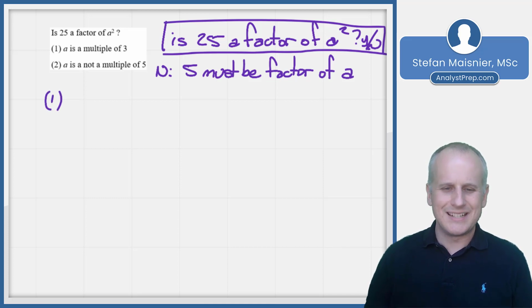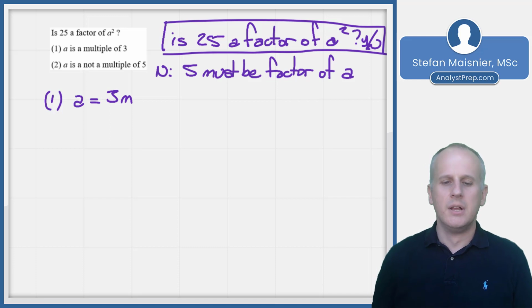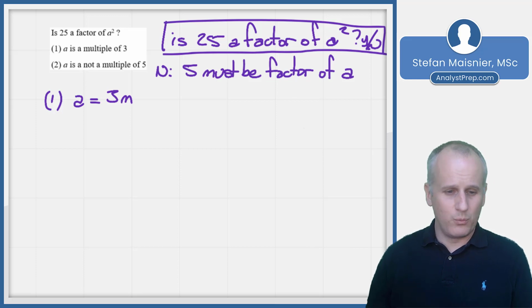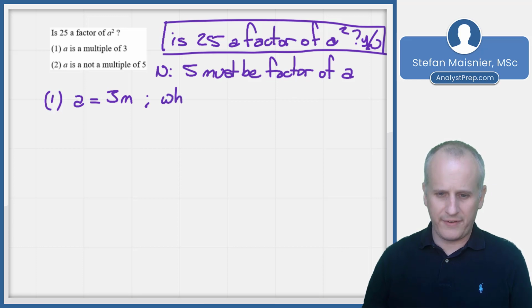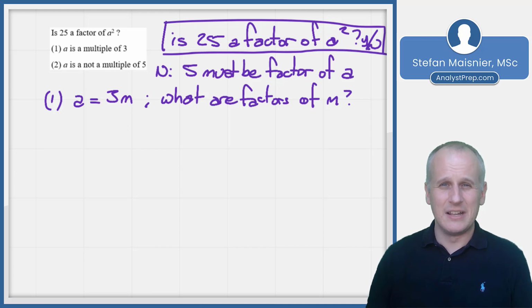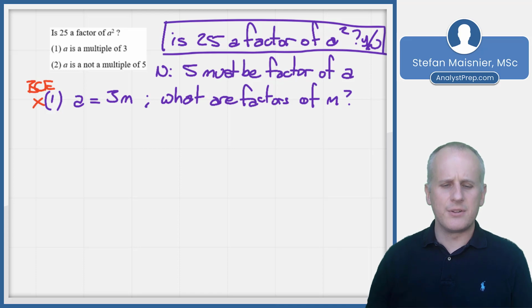So condition 1 says a is a multiple of 3, and we could just represent that as a is equal to 3, we'll say m. Well, I don't know whether m is or is not a multiple of 5, so I can't determine whether 5 is a definitive factor of a because I don't know what the factors of m are. We have no idea. 5 could be in there, it might not be in there, and you're in a better position to just consider it abstractly rather than fully plugging in here. We just know that m could or could not be a multiple of 5. I've got no limitations. So that means that choices A and D are eliminated because condition 1 alone is not sufficient.